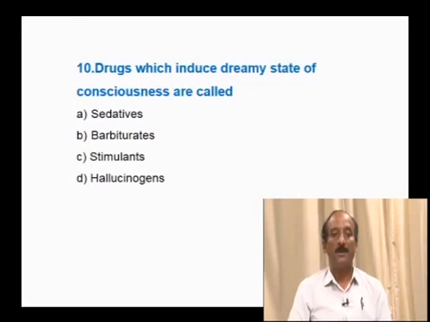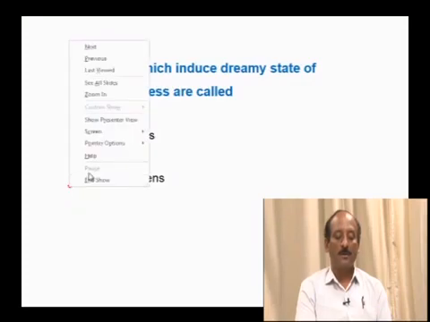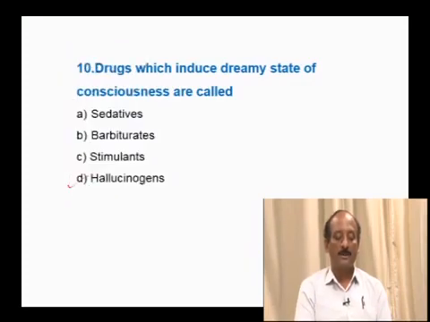Drugs which induce dreamy state of consciousness are called sedatives, barbiturates, stimulants, hallucinogens. Here the dreamy state of consciousness is mainly induced by abusing drugs like lysergic acid diethylamide and other hallucinogens. Hence, the correct answer for this question is option D.